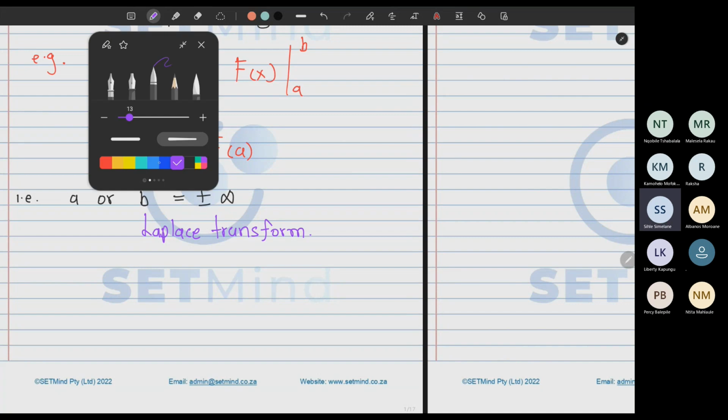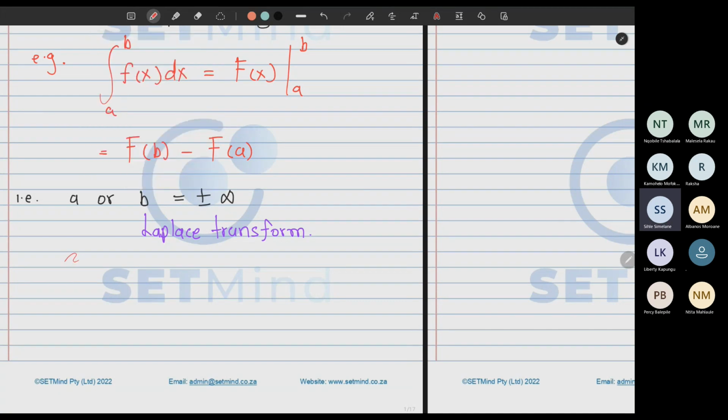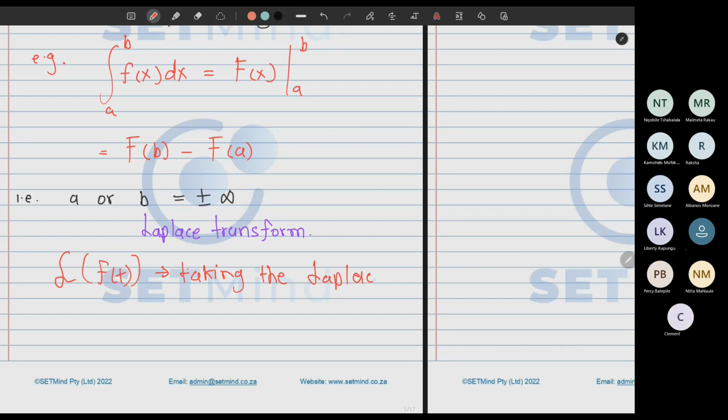And the Laplace transform, we denote it using the sign, it's a funny L, of f of t. So all what this means is we are taking the Laplace transform of f of t. That is what this notation means. We are taking the Laplace transform of f of t.